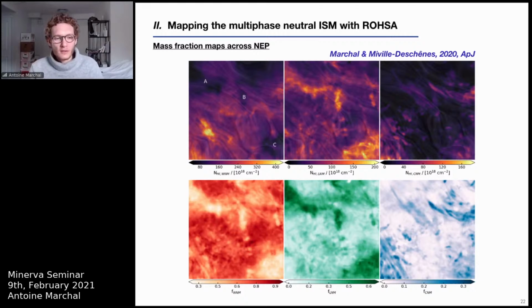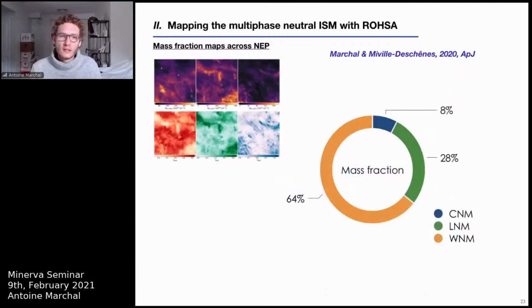You can see here the mass fraction maps for each phase, the CNM, the LNM, and the WNM. What's interesting is that it varies considerably. You can have a CNM mass fraction that is close to 0, so pure WNM along the line of sight, and sometimes a CNM mass fraction of 30% when you have a cold filament along the line of sight. But we can still have an idea of the mean properties of this field.